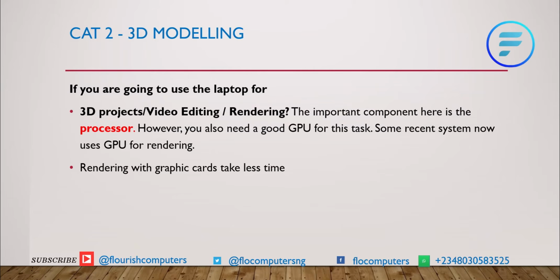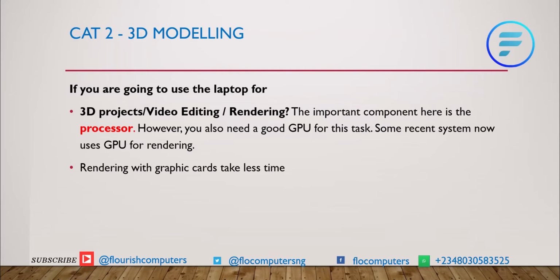Let's look at category 2 usage, which has to do with 3D modeling. If you are going to use the laptop for 3D projects, video editing, rendering, the important component here is the processor. Your processor is the most important component when you are shopping for a laptop. You need to consider what type of processor the laptop has that will be good for the job that you want to do.